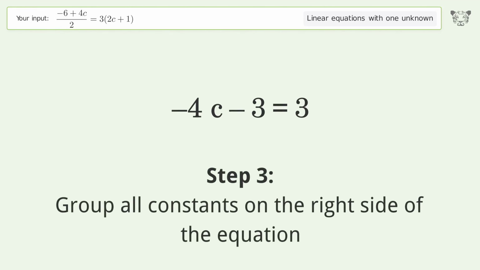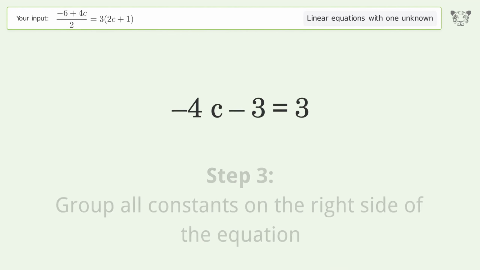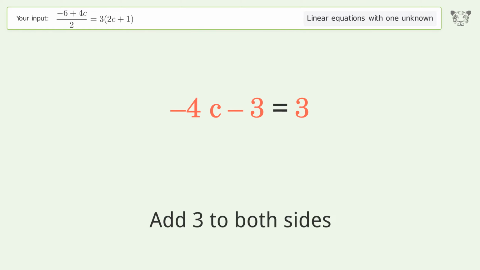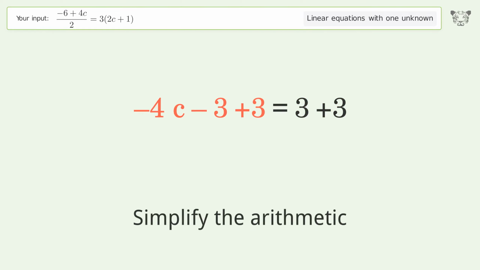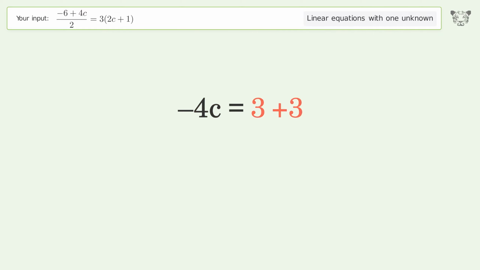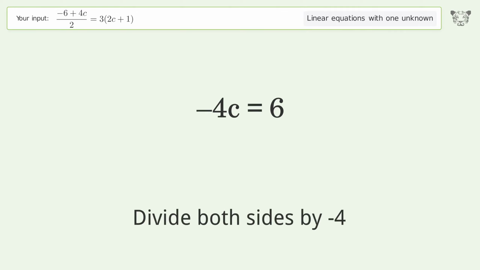Group all constants on the right side of the equation. Add 3 to both sides. Simplify the arithmetic. Isolate the c. Divide both sides by -4.